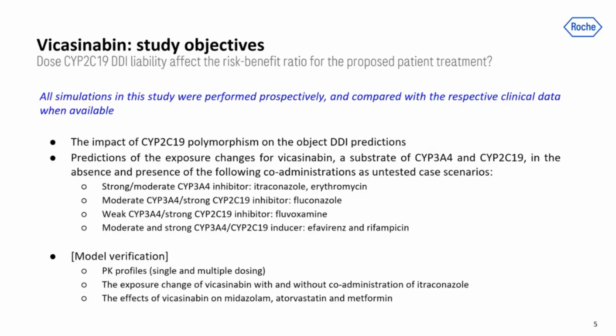Of course, the team's major concern is the impact of CYP2C19 polymorphism on the object DDI predictions. And we also know that the in vitro–in vivo correlation for such CYP2C19-mediated clearance is sometimes not perfect. So we decided to run the PBPK modeling at an early stage, before entry into human, to characterize DDI properties as much as possible.